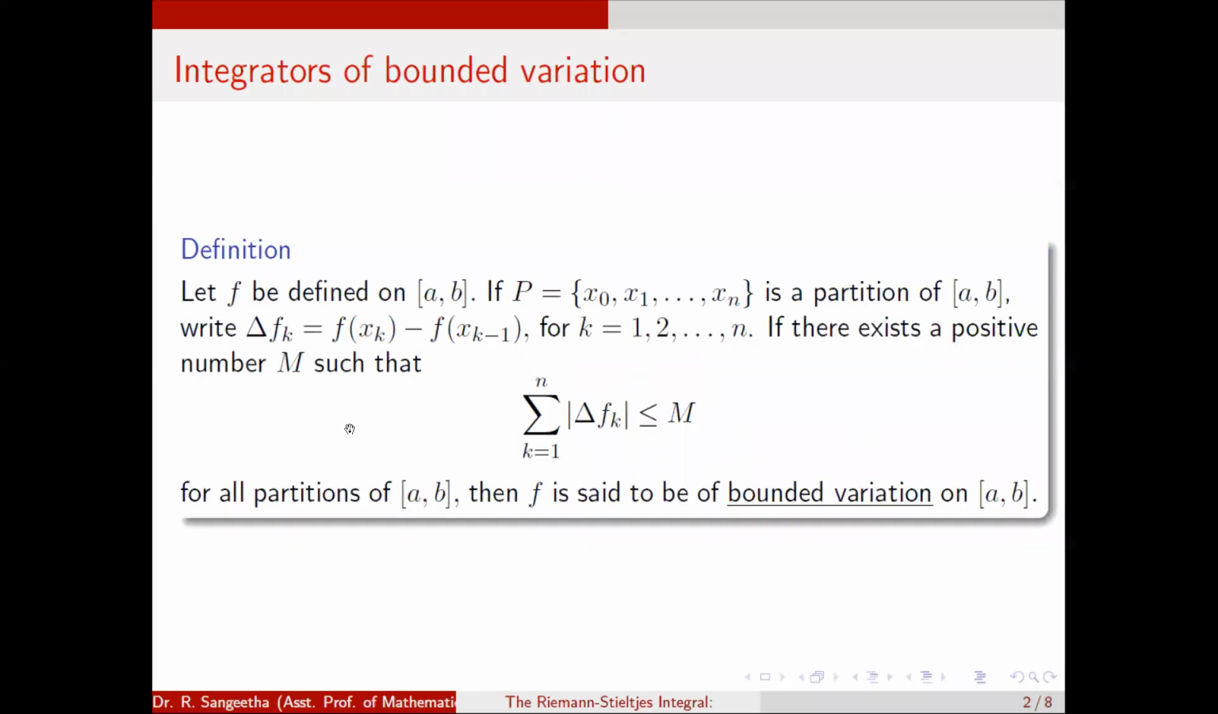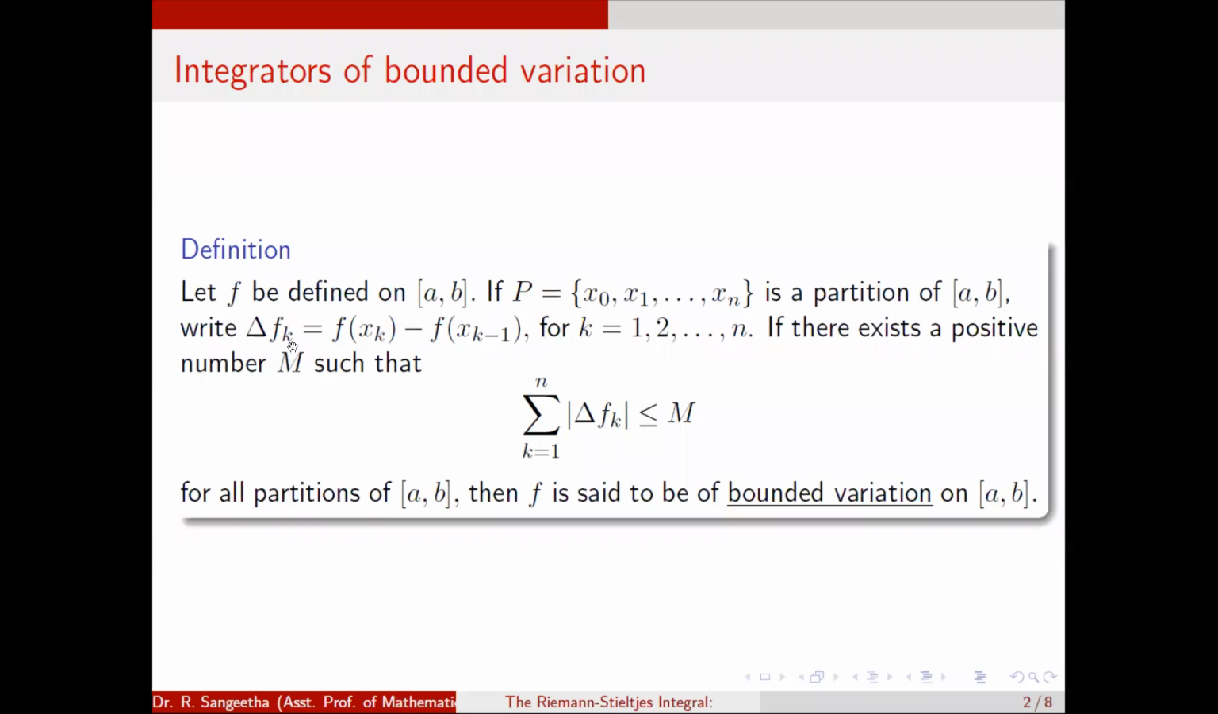Usually, if we define anything for a function, we denote the function by f. So now we define bounded variation using the notation f. But while applying in the theorem, we will take our alpha as a function of bounded variation. Let f be defined on the closed interval [a, b]. It is a function on the closed interval [a, b], and take a partition P of [a, b]. And this notation we know well.